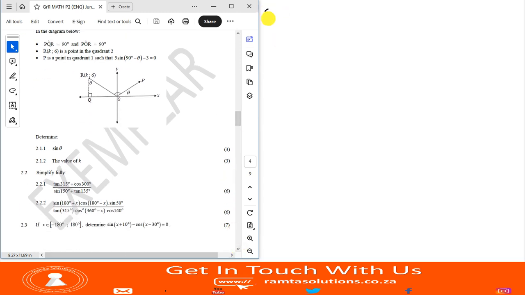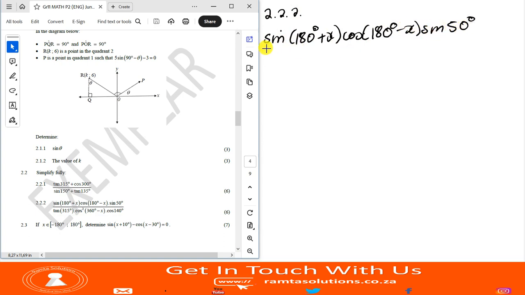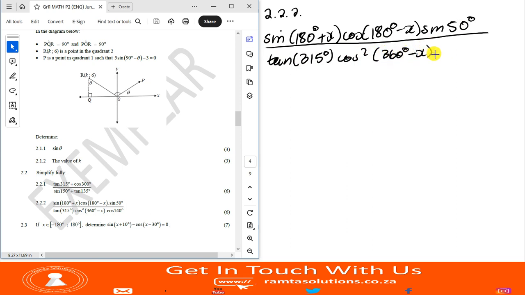2.2.2. We're looking at sine 180 degrees plus x multiplied by cos 180 degrees minus x multiplied by sine 50 degrees all over tan 315 degrees cos square 360 degrees minus x cos 140 degrees.